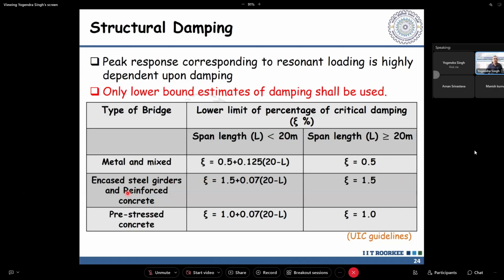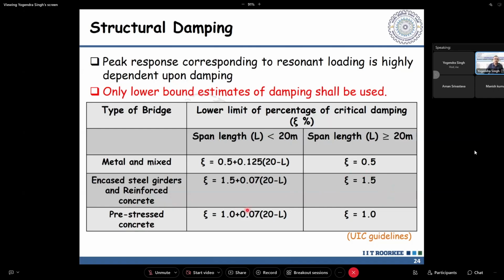Then if it is a precast, pre-stressed concrete girder, or an encased steel girder, or reinforced concrete, then the damping can be slightly higher. So please keep in mind, in this case, the superstructure is participating in the vibrations. So the damping will be decided by the material of the superstructure, not by the material of the substructure. In case of earthquake, the damping was decided by the material of the pier, whereas in case of moving load, the damping is decided by the material of the superstructure.